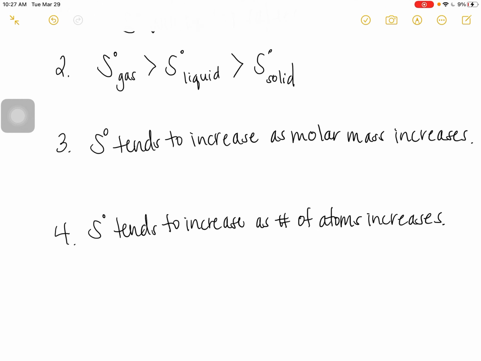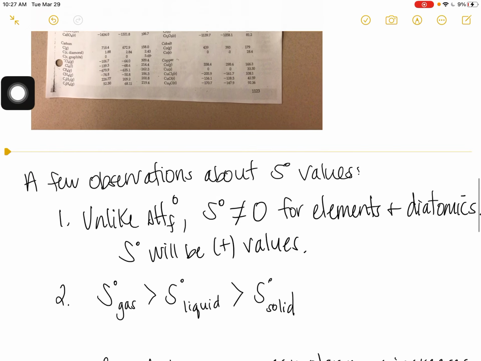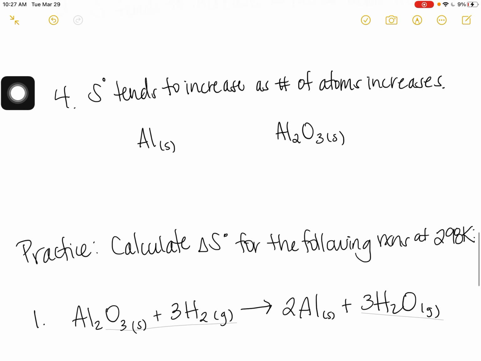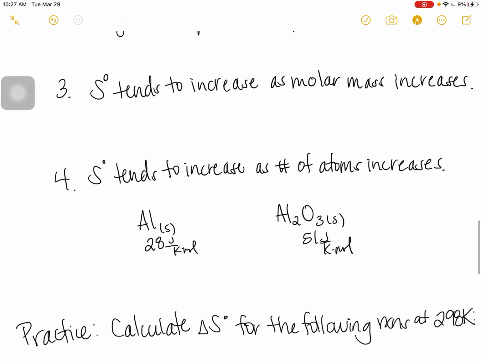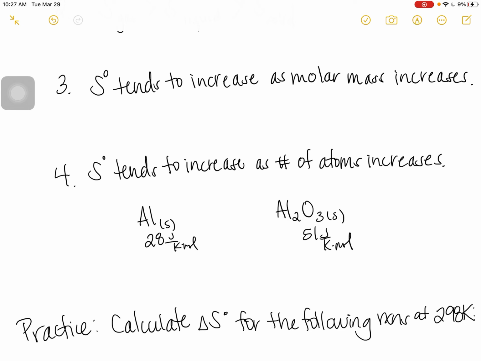And we can do a quick discussion of these two rolled into one by going back to the chart, looking at aluminum solid versus aluminum oxide. Let me pull these two numbers. So aluminum solid has an entropy of about 28 and aluminum oxide is about 51. Let me write that down. Okay, and so 3 and 4 are tied together.